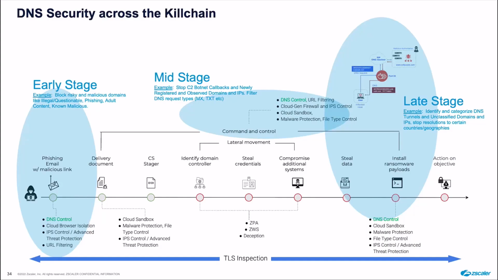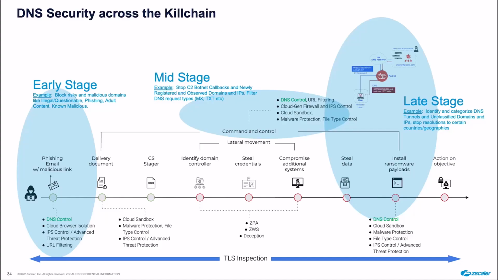So as you could clearly see in this whole kill chain, DNS control could be leveraged both at the early stage, mid stage, as well as late stage to really have efficient controls from a DNS standpoint. This would be an additional capability on top of what you will leverage from the rest of the capabilities from cloud sandbox, advanced threat protection, intrusion prevention, and browser isolation, and so on.